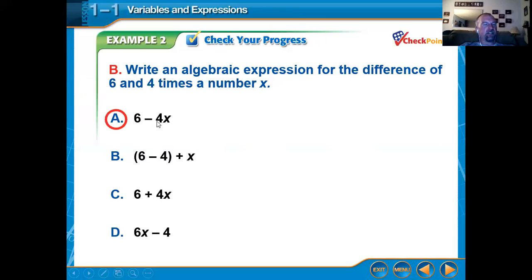Difference of 6 minus 4x. This doesn't say 6 less than. It says the difference. So when the difference is given in the words, in the verbal expression, you follow the order that the terms are given. 6 comes first, 4 times x comes second.